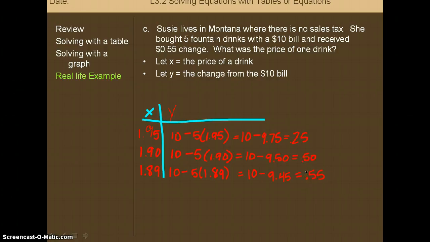We didn't even need to go all the way to the graph. Our table was able to show that each of the soft drinks should be $1.89 in order to have 55 cents change from a $10 bill. Essentially, using a table or a graph can be considered a fancy form of guess and check. May not always be necessary. This is just one of many ways that we have to find a solution to an equation.